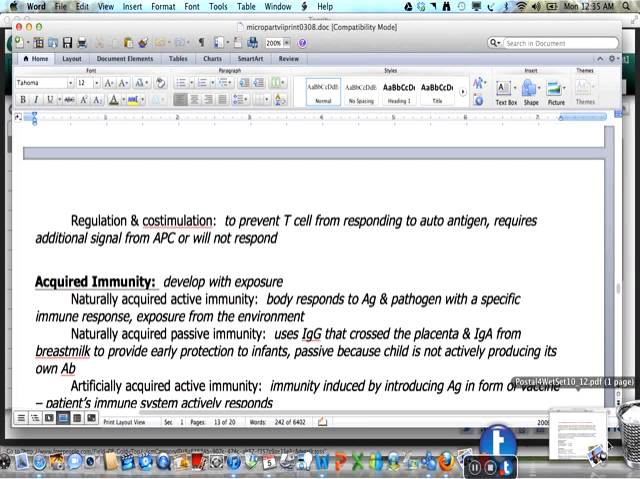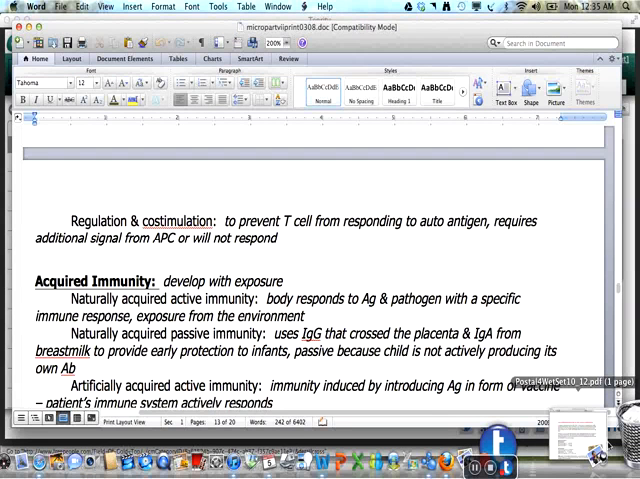Acquired immunity develops with exposure to an antigen. It is naturally acquired active immunity, and the body responds to the antigen or pathogen with a specific immune response to exposure from the environment. Naturally acquired passive immunity occurs with the IgG that crosses the placenta and the IgA from breast milk, providing early protection to infants. The immunity is passive because the infant is not producing its own antibody.